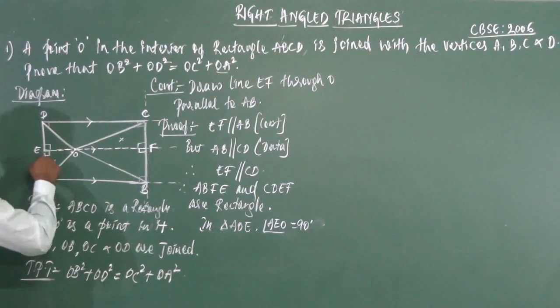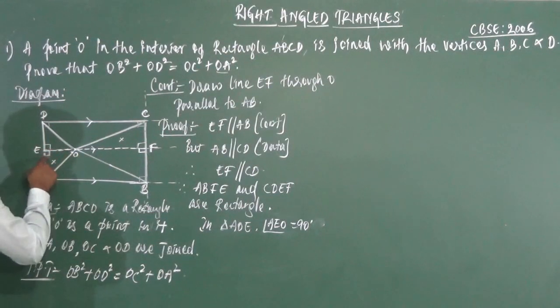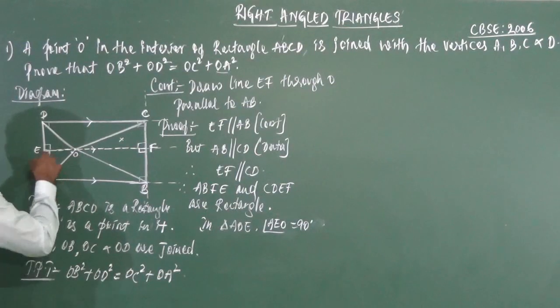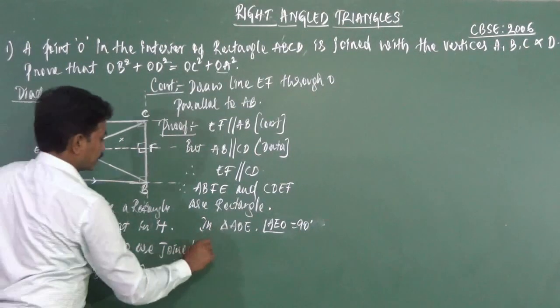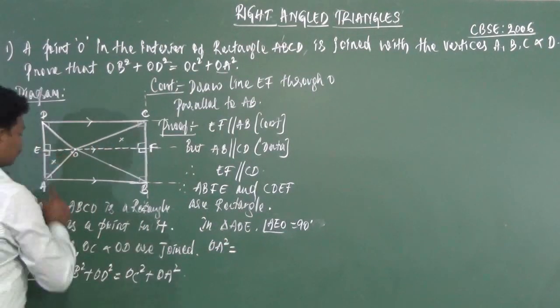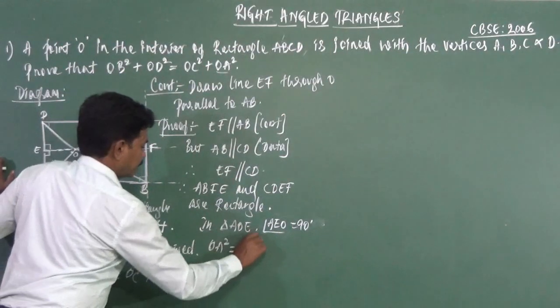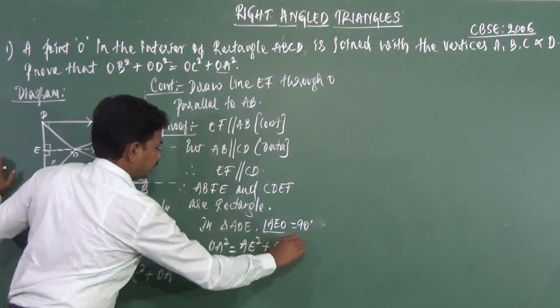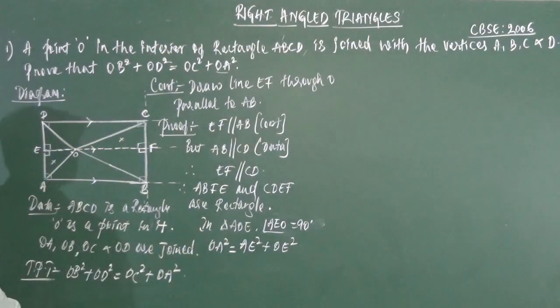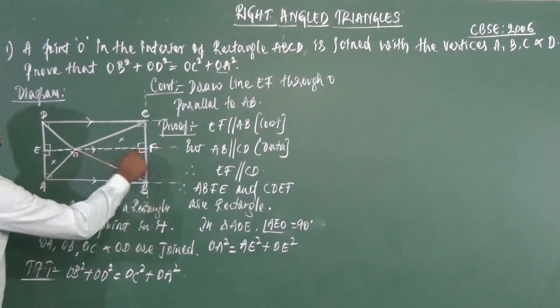So, in triangle AOE, angle E is equal to 90 degrees. Opposite to 90 degrees is the hypotenuse. So, therefore, OA square is equal to AE square plus OE square. Okay. Now we will select another triangle, that is triangle COF.